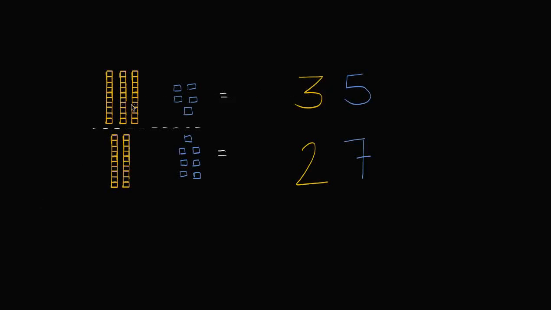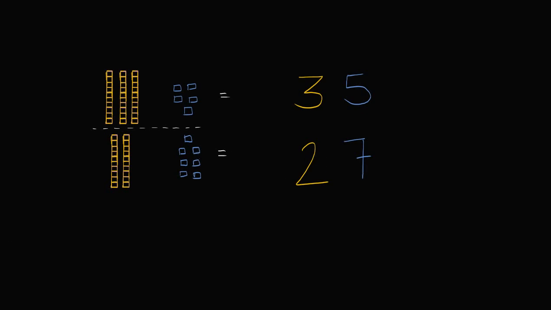So I have two numbers here. The top number, I have 1, 2, 3 tens, and I have 1, 2, 3, 4, 5 ones. 3 tens, 5 ones, or 35. The second number here, I have 2 tens, and I have 1, 2, 3, 4, 5, 6, 7 ones. 2 tens and 7 ones.